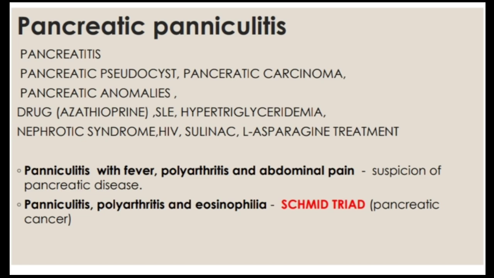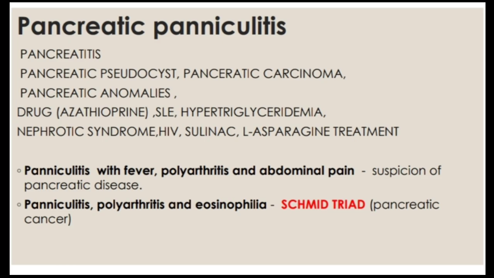When a panniculitis patient comes with fever, polyarthritis, and abnormal weight, one should suspect a pancreatic disease. One presenting with panniculitis, polyarthritis and eosinophilia is a skimmed triad seen in pancreatic cancer. And a patient coming with symptoms of pancreatitis, panniculitis, and polyarthritis comes under PPP syndrome. This is triple P syndrome.